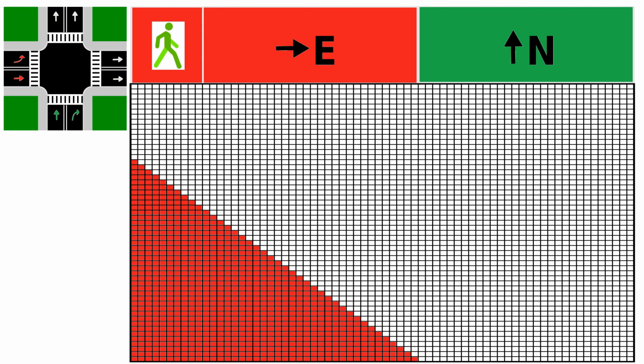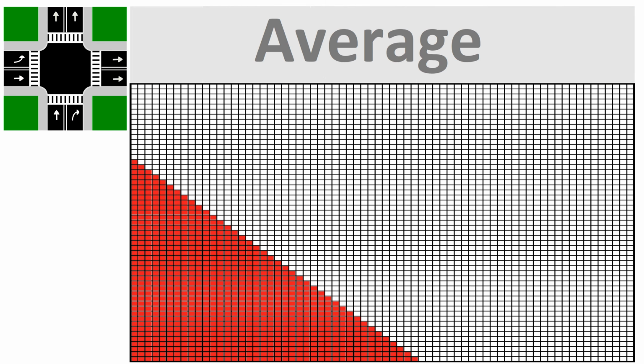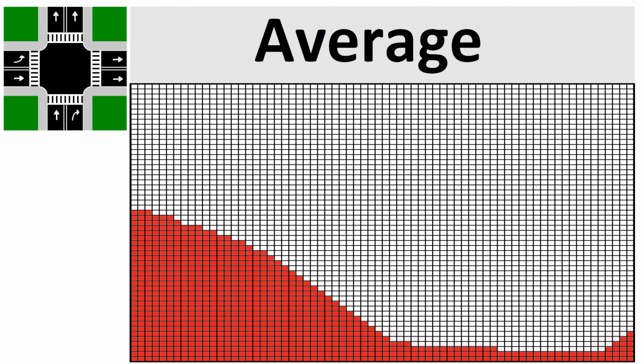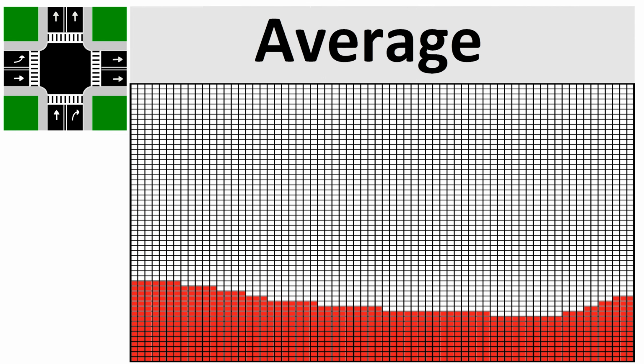So over the whole traffic light period, the wait times look a bit like this. And if we average it out, it looks like this. This gives us an average wait time of about 12 seconds.